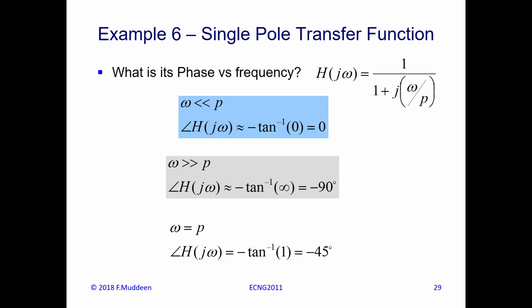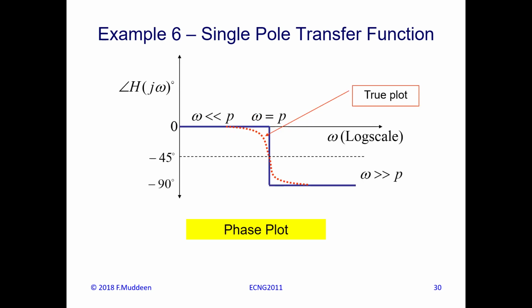Now, what we consider here is how do we plot a straight line approximation for this on our phase plot? So what happens here is that we only consider what happens at omega much less than p and omega much greater than p. But in this case, for the phase plot, we now have to consider what happens at omega equals p. So for omega much less than p, the resultant phase would be at 0 degrees.